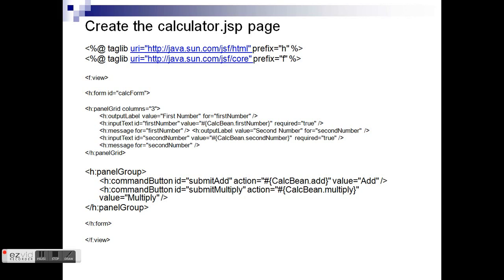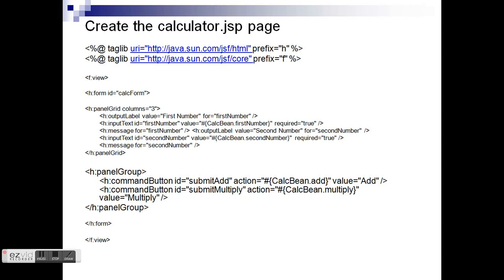The f prefix is for the view. From the h prefix we are accessing the form, calcForm, making the name calcForm the ID of my HTML form. Now we have a panel grid with columns, so it displays in columns. For the first number we take a text field, mapping its value to the calculator bean's firstNumber, and this field is required, so we have written required. We also wrote the message for the first one. Next we do the same thing for the second number, with its own message.